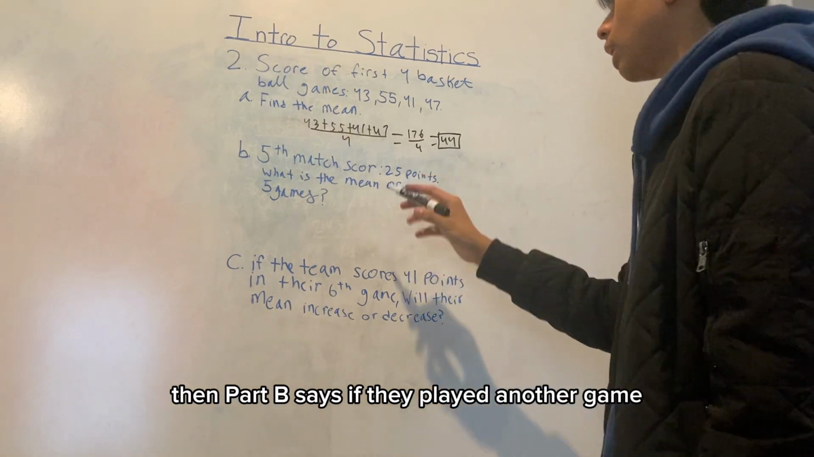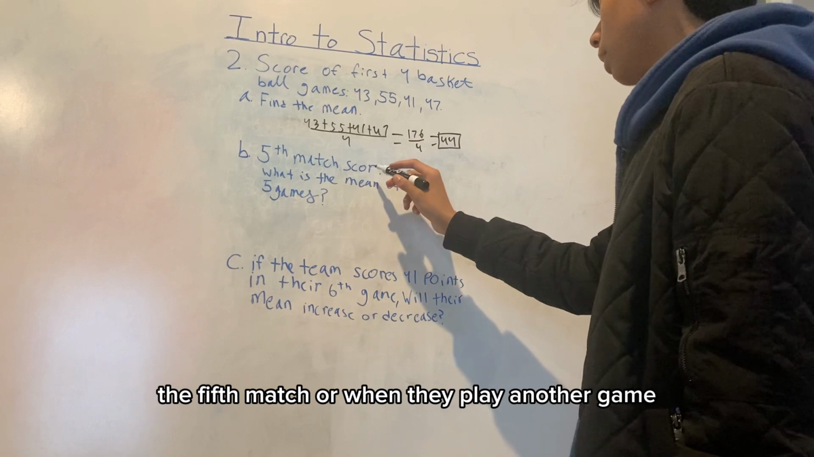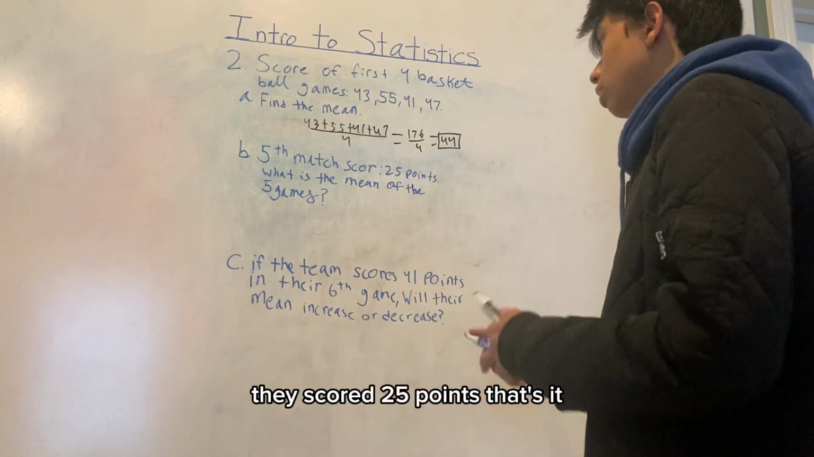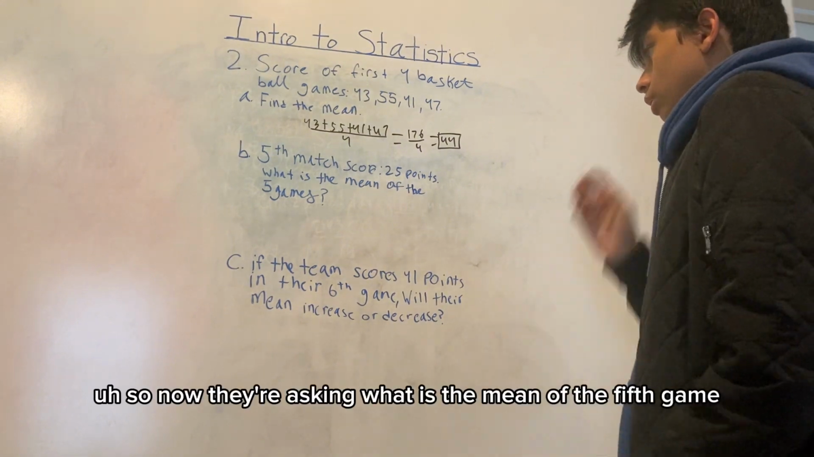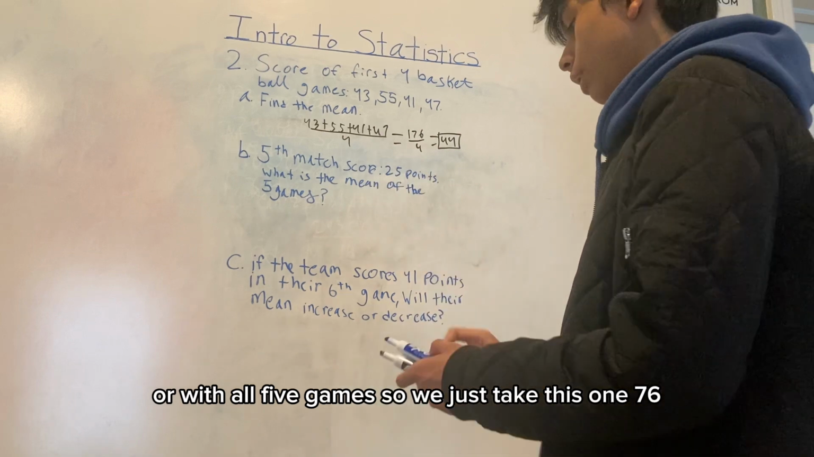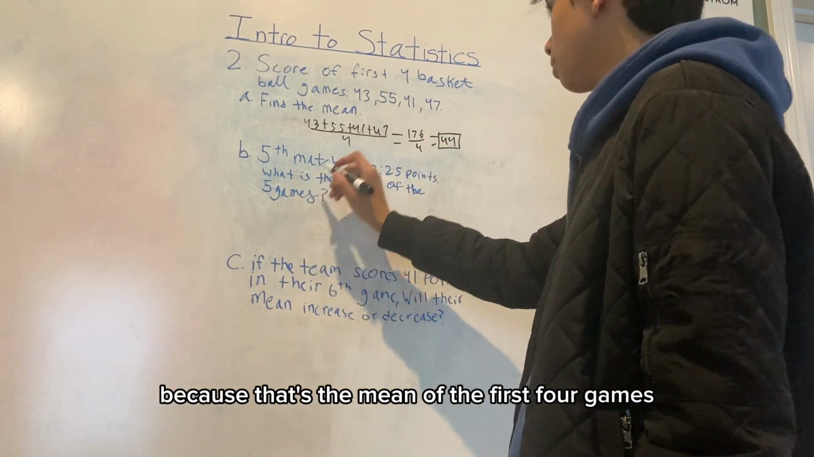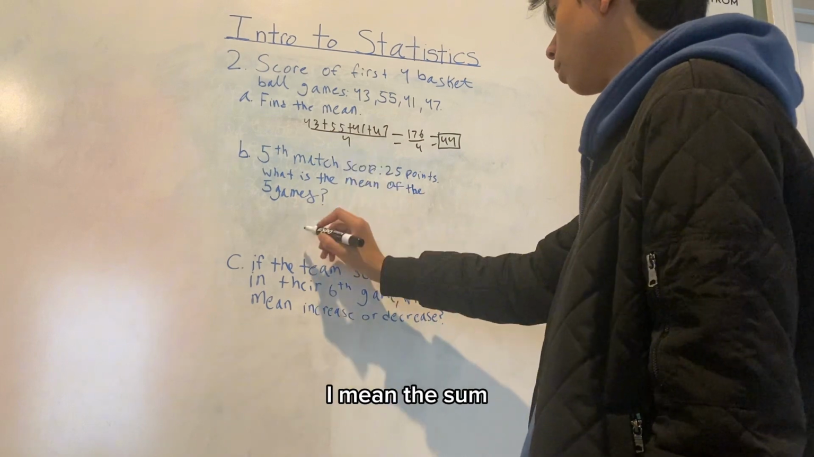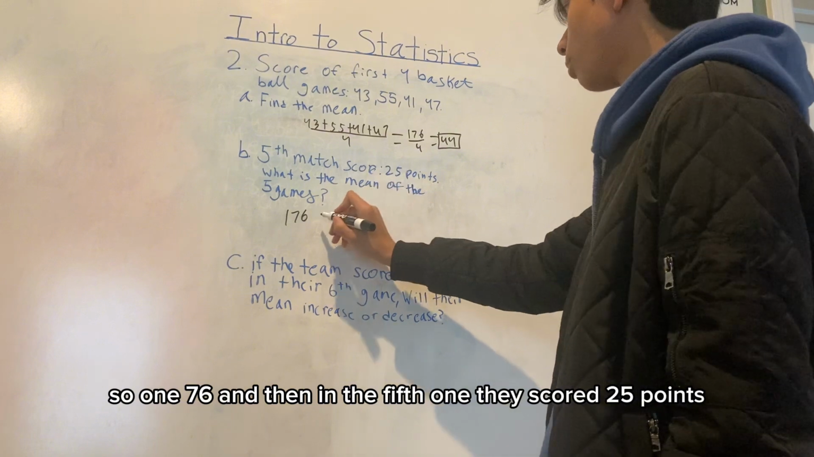Okay, then part B says, if they played another game, the 5th match, they scored 25 points. So now they're asking, what is the mean with all 5 games? So we just take this 176, because that's the sum of the first 4 games. So 176, and then in the 5th one, they scored 25 points.